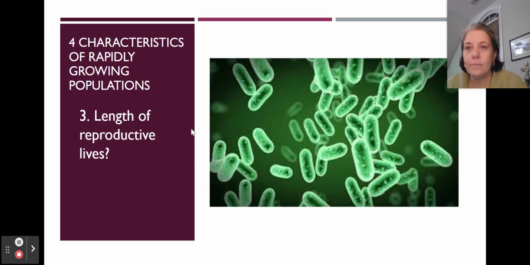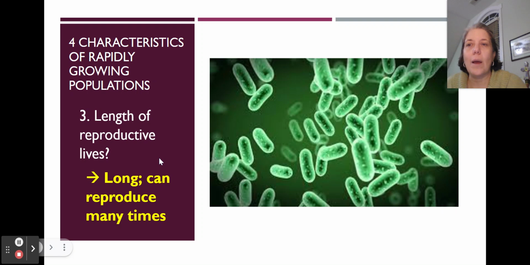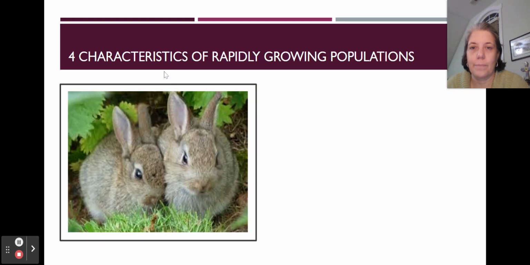How about the length of your reproductive life? How long can each organism actually reproduce? If it's a rapidly growing population, it's going to be a long time. In other words, these bacteria, they don't live too long, but they can reproduce and reproduce and reproduce throughout their whole life. And that's going to lead to more and more bacteria very quickly.